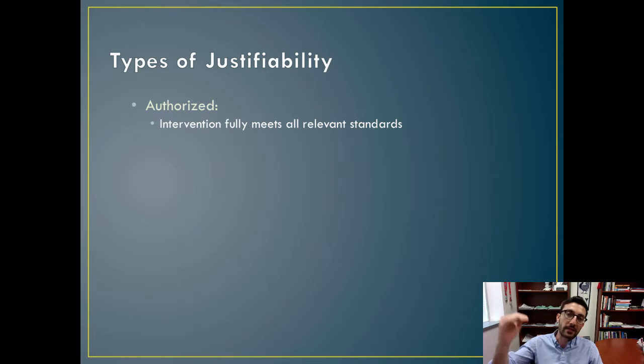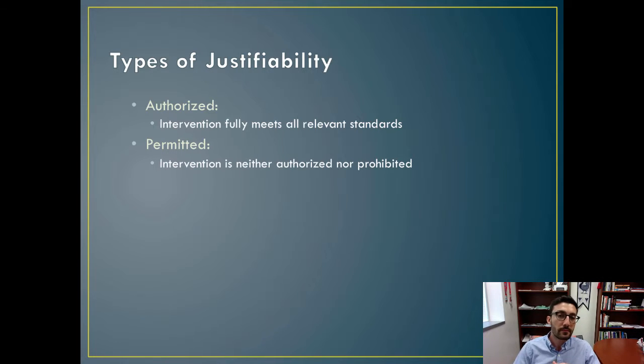So at the apex of justifiability is when humanitarian intervention is authorized. And that means that intervention fully meets all relevant standards. And the two most important ones that we've talked about in this lecture are that a noticeable genocide is occurring and that it adheres to international law, especially under the UN Charter. So where it at least meets that minimum criteria, you can make an argument that humanitarian intervention might be authorized.